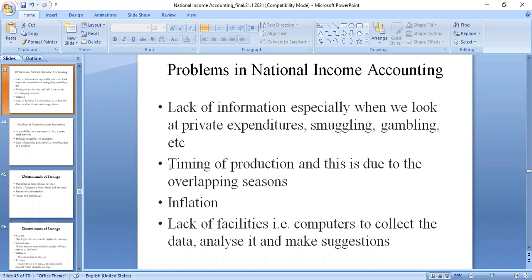And then lack of facilities, that is a problem. Which facilities? When the national income accounts are being carried out, computers are needed to collect this data and analyze it. You're collecting all this data around the country, so you require a number of computers. Sometimes, especially in these developing countries of ours, you may find that those facilities might not be enough. And because of that, you may end up not getting accurate figures.